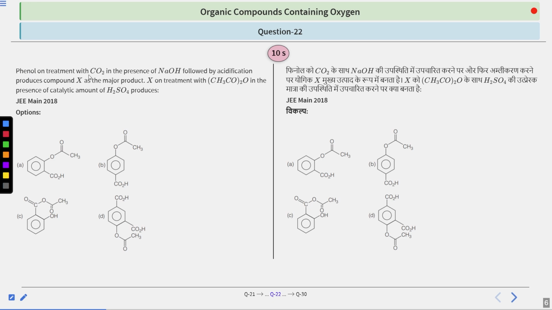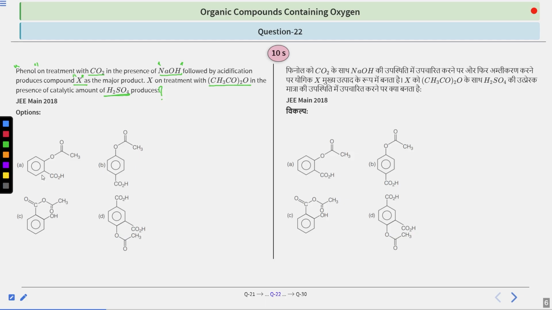Phenol on treatment with CO2 in the presence of NaOH followed by acidification produces compound X as the major product. So when you react phenol with carbon dioxide in the presence of sodium hydroxide and then do acidification, you will get a compound X as a major product. Now, X on treatment with (CH3CO)2O in the presence of a catalytic amount of H2SO4, what will it produce? This question was in JEE Mains in 2018.